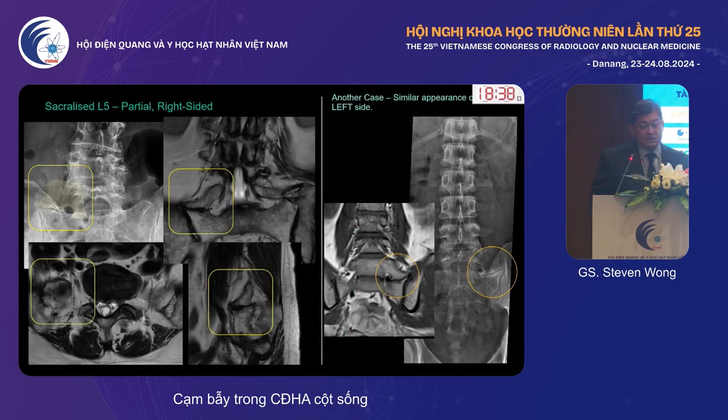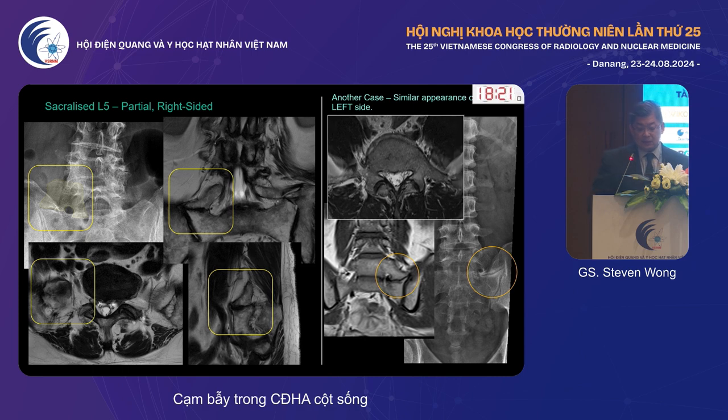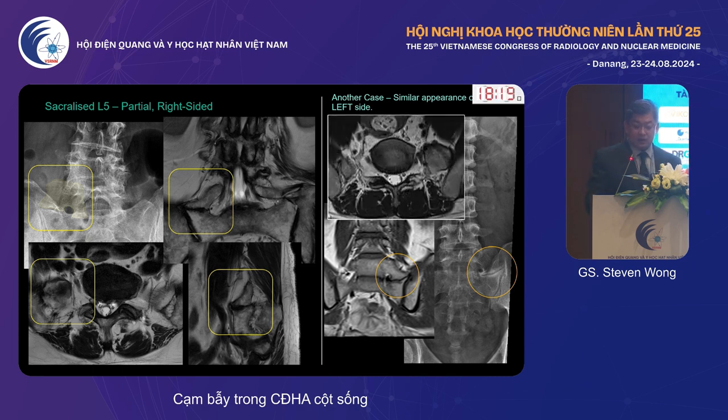Right, so here are just further examples. You have a sacralized L5, partially right-sided, Castelvi type 2A, all right? And a lot of variations, another patient with pseudo-articulation on the left side. Right, and if you scan down following axial, you can see the large left transverse process that is fused and is a huge bony mass, and it can actually cause problems.